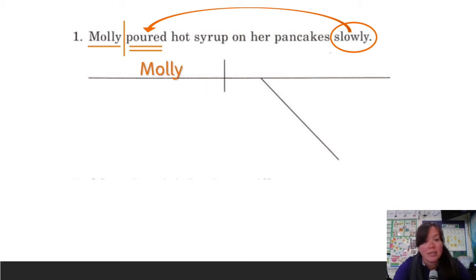Molly is our subject. We have that underlined already. Poured is our verb. We have that double underlined as well. And how was it poured? Slowly. So adverbs, just the same as adjectives, are on a diagonal line under the verb though, instead of underneath the noun. Let's do number 2.